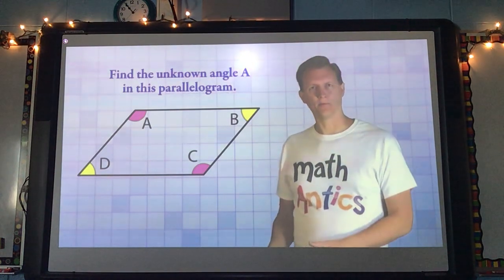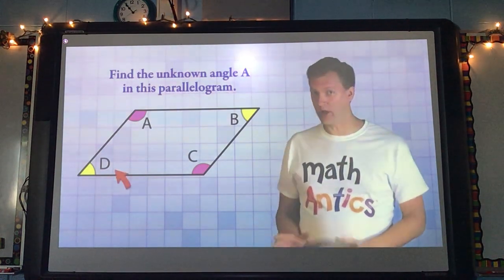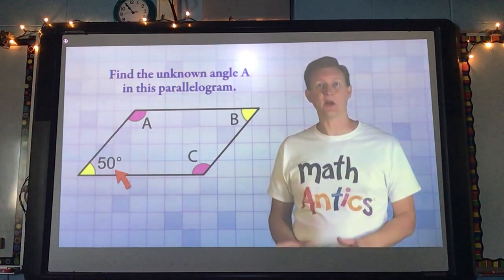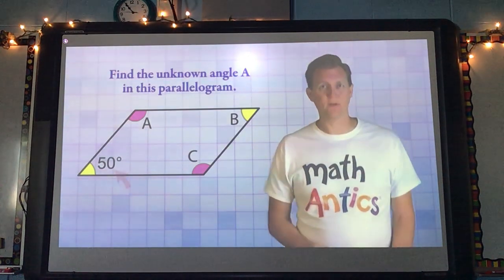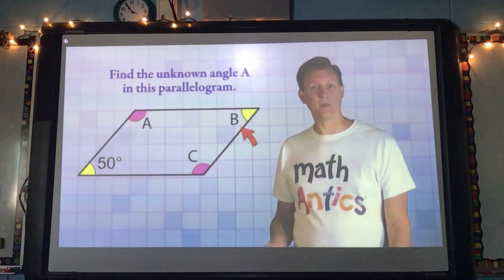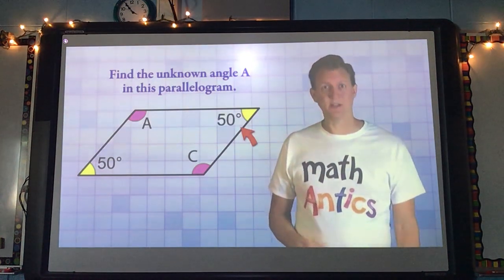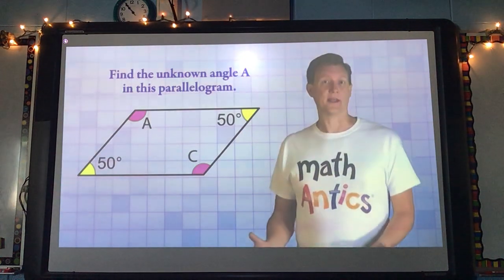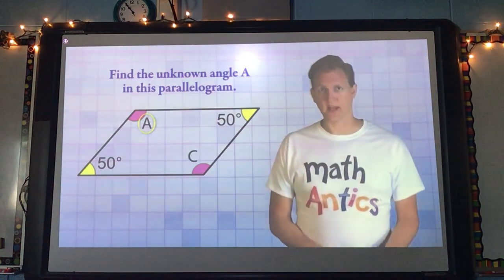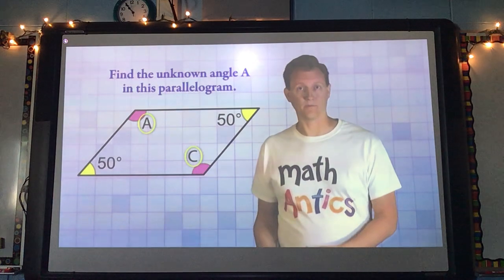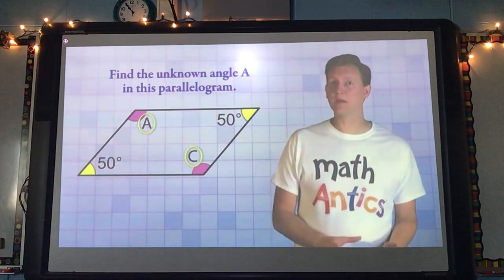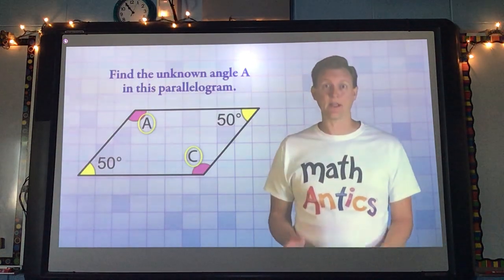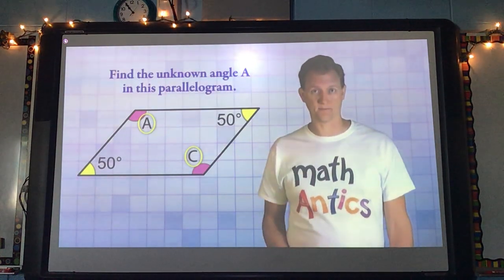So in our problem, even though we're only given the measure of one angle, since we know it's a parallelogram, that's all we need to figure out all the other angles. First of all, we know that angle B must also be 50 degrees because these opposite angles must be equal. Next, we know that the other 2 angles, A and C, must also be equal. So if we can figure out how many degrees are left over, or still unknown, we can just divide that amount equally between A and C.